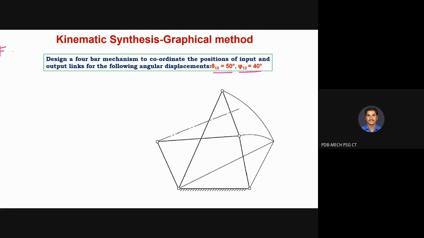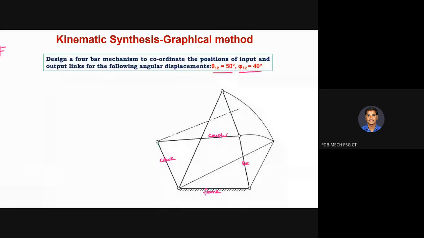Okay, so what are the four links we are using here? Can anyone repeat? Frame. So this is the frame. Crank, coupler, rocker. So I hope you understood. So this is your crank, green color. This is your coupler. This is your rocker, and this is your frame.